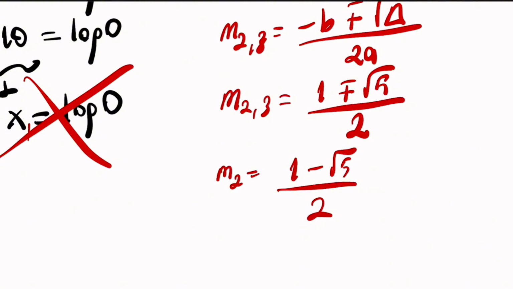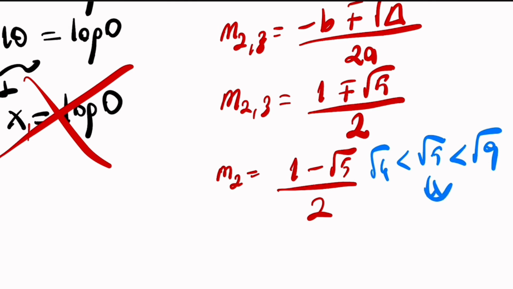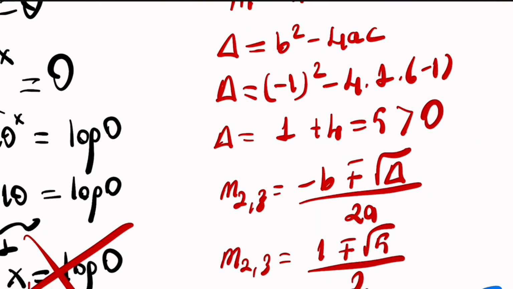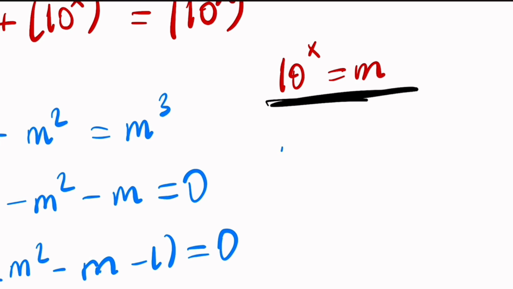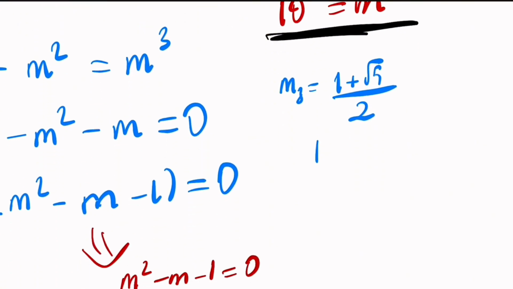Now, if you pay attention, the number we call root 5 is between root 4 and root 9, that is, greater than 2. So this is a negative number. By the definition of logarithm, we can't stay here, so we had to go to the other one. Then let's immediately focus on the value we call m3. m3 is 1 plus the square root of 5 divided by 2. The expression we call m is already written here. Then 10 to the x is equal to 1 plus the square root of 5 divided by 2.